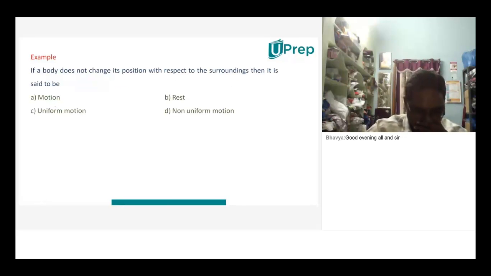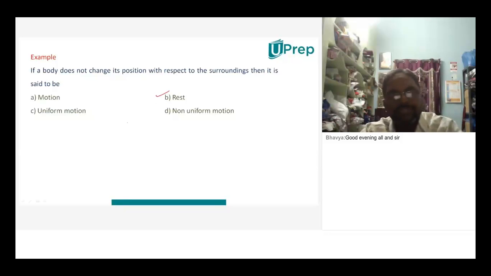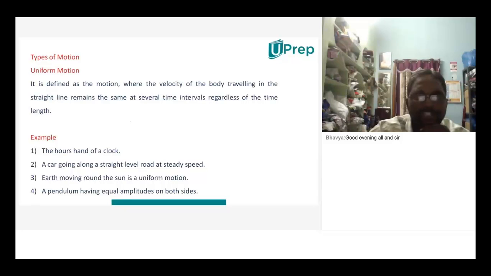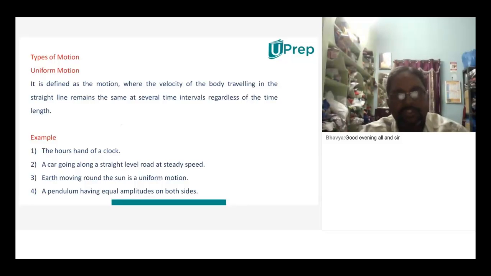If a body does not change position with respect to the surroundings, then it is said to be in a state of rest. Now let us learn about types of motion. There are many things related to motion, which you will learn in the next session. But now let us learn the fundamentals only: uniform motion and non-uniform motion. Both we are going to learn.